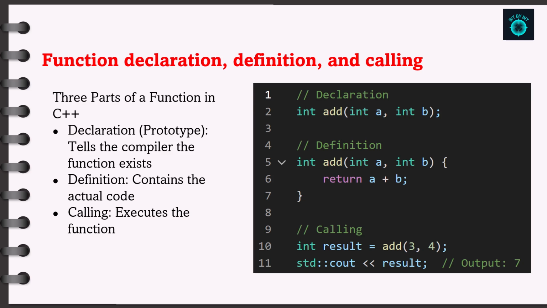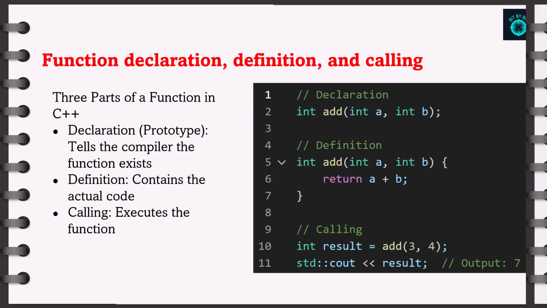In this example, we declare a function called add that takes two integers. Then we define it to return their sum. Later we call the function with the numbers 3 and 4, and the result is 7.